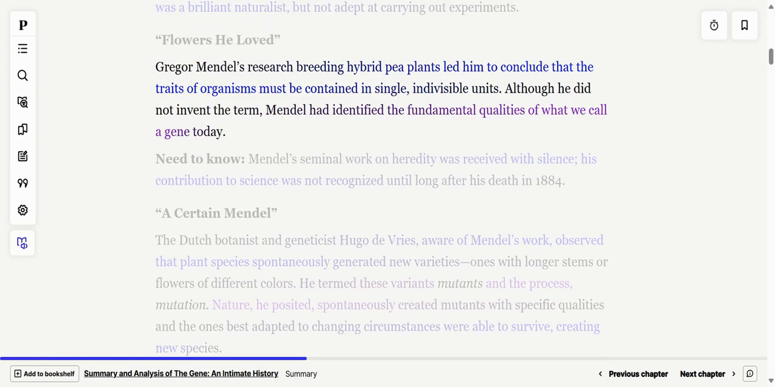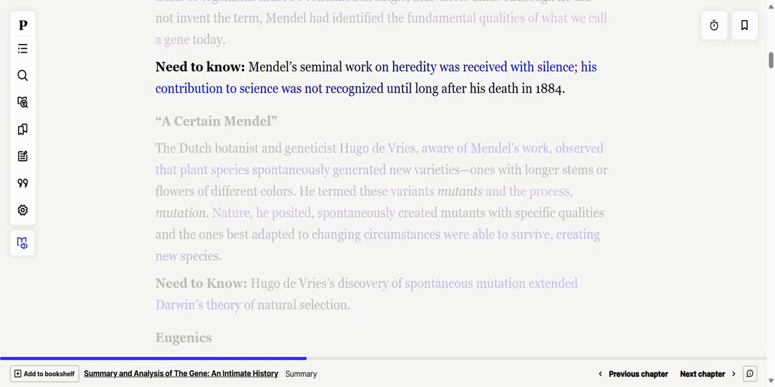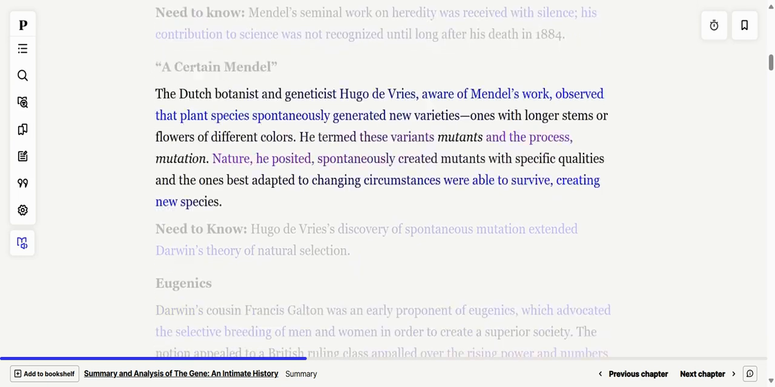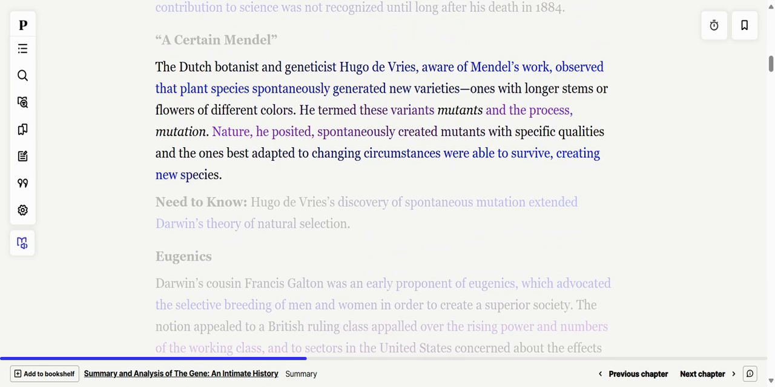A certain Mendel. The Dutch botanist and geneticist Hugo de Vries, aware of Mendel's work, observed that plant species spontaneously generated new varieties, ones with longer stems or flowers of different colors. He termed these variants mutants, and the process, mutation. Nature, he posited, spontaneously created mutants with specific qualities, and the ones best adapted to changing circumstances were able to survive, creating new species. Need to know: Hugo de Vries's discovery of spontaneous mutation extended Darwin's theory of natural selection.